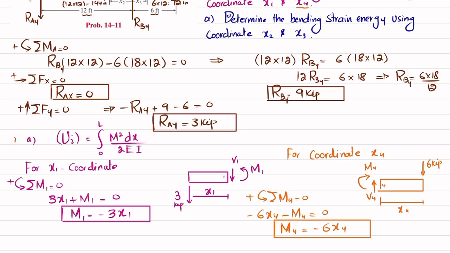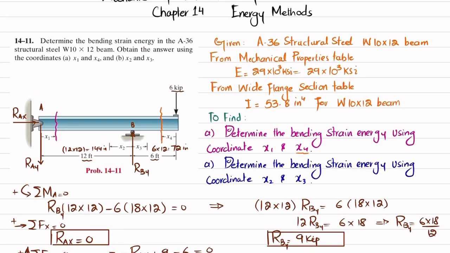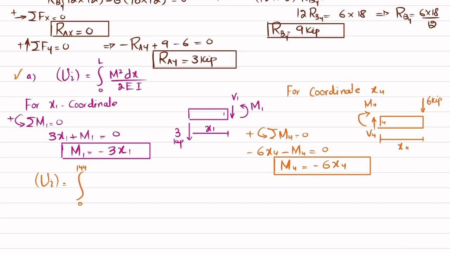So what we are going to do, we will put it in this formula. So let's put it. So we know that strain energy due to bending moment is equal to, for coordinate x1, you can see its length from 0 to 144 inch. For x coordinate 1, x1 is 0 to 144 inch. Clear? And for x4, it is from 0 to 72 inch. So we will put the value of M1. M1 is minus 3x1 whole square dx divided by 2EI. Plus integral from 0 to 72, and M4 is minus 6x4 whole square dx divided by 2EI.